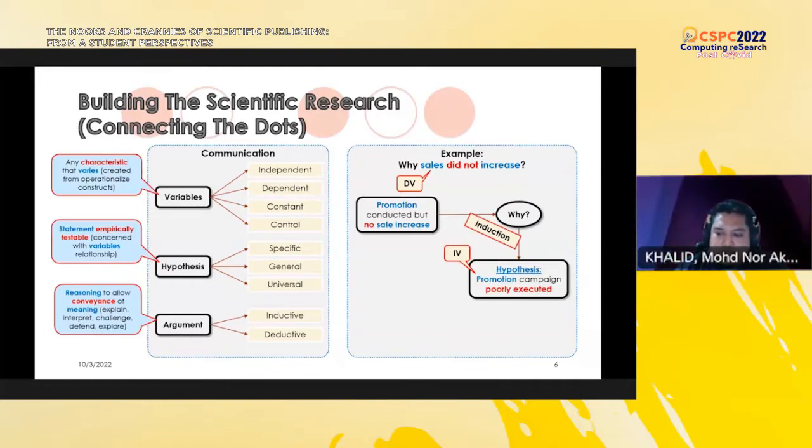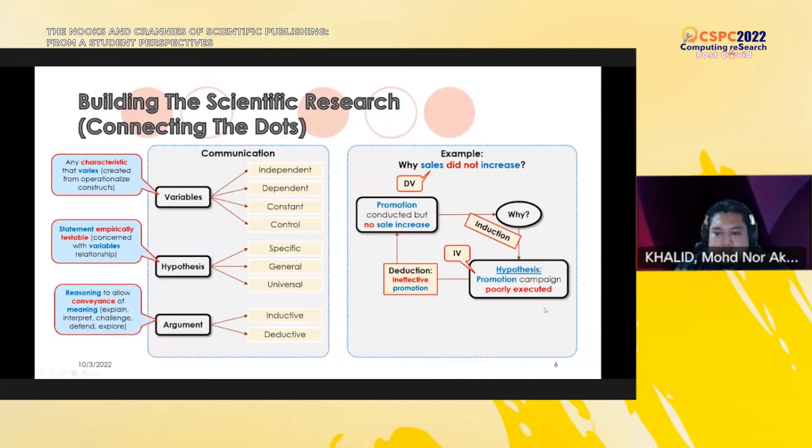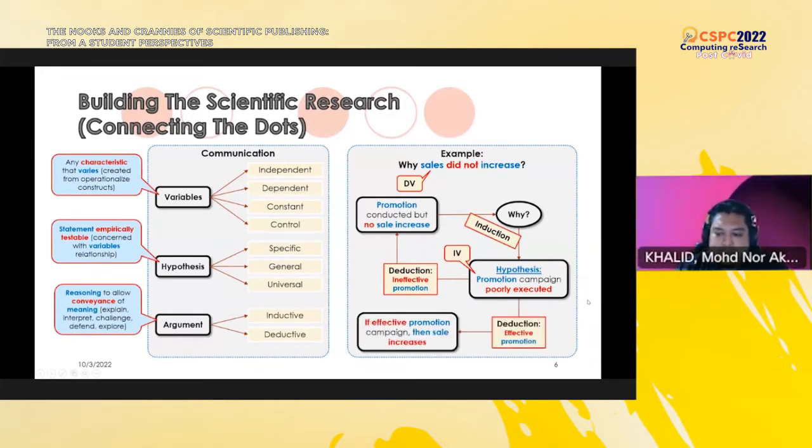Also, in a way, sometimes maybe the problem is not yet there, so you need to have your own hypothesis first and you deduce it from a certain method or algorithm or testing, so that you can identify the problem. So again, you can actually do a deduction. Either it is in fact because of ineffective promotion or effective promotion. So if you have effective promotion, then the sales will increase. So these are the resulting hypotheses, and of course you can have more than one hypothesis, right?